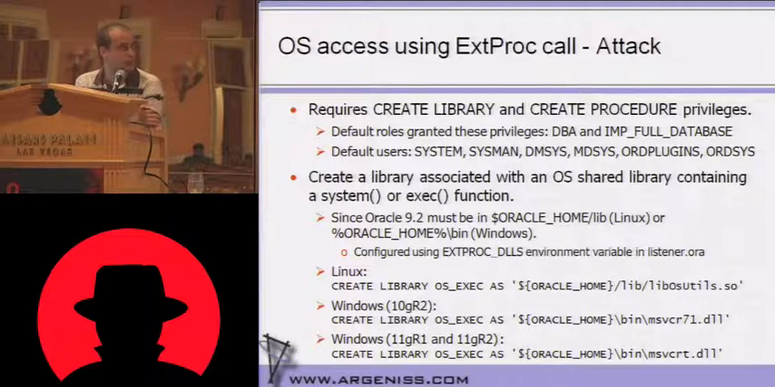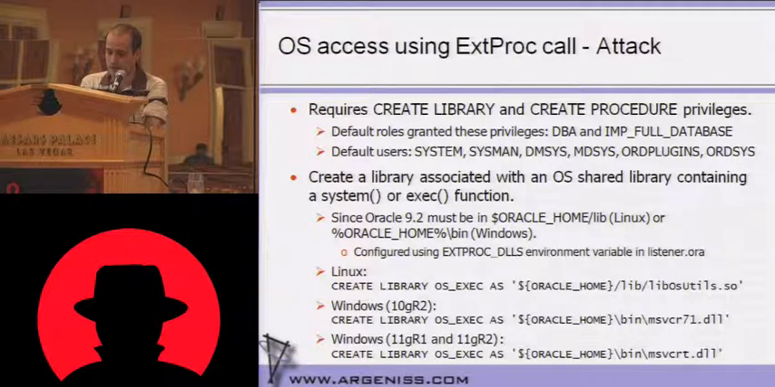The two system privileges that are needed to use this technique are just CREATE LIBRARY and CREATE PROCEDURE. And it's a two-step procedure. We need first to create the library associated with an operating system library file that contains a system or exec function. A system function or exec function will take an argument that is the operating system command that we want to execute, and this command will get executed.